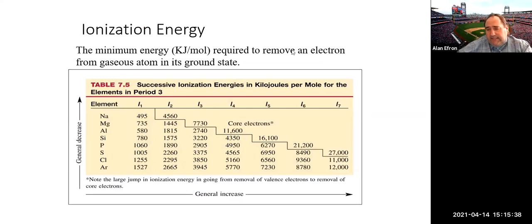Another important trend is ionization energy, and you might remember what ionization energy is. Ionization energy is the minimum amount of energy required to remove an electron from the gas phase. So when we remove electrons, things become positively charged. A lot of times we associate ionization energy with the formation of cations. That's pretty much what happens when we remove electrons.